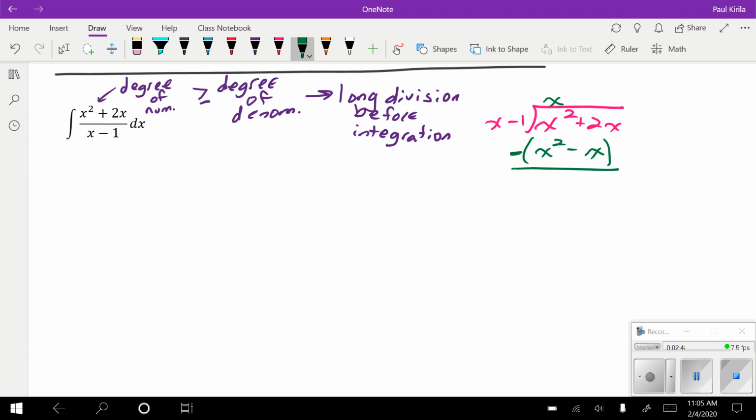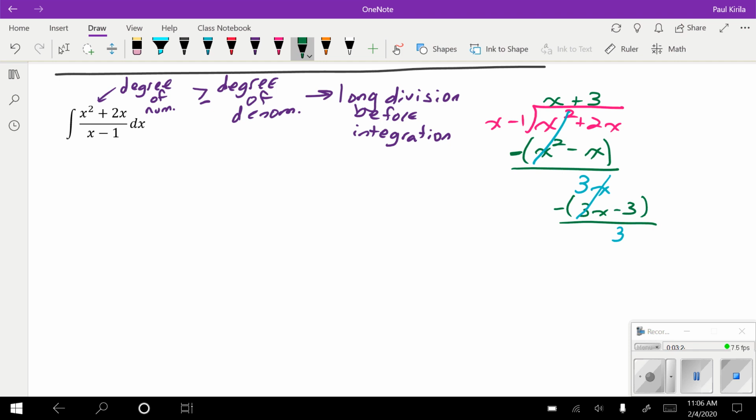So the x squareds cancel. 2x minus a negative x is going to be 3x. And I now repeat the process. I look at the 3x. What would I multiply x by to get 3x? Well, that would be times a positive 3. So now this positive 3 times all of x minus 1. Let's subtract that entire thing. So the 3x's cancel, and that leaves me with minus a negative 3, which is a positive 3.